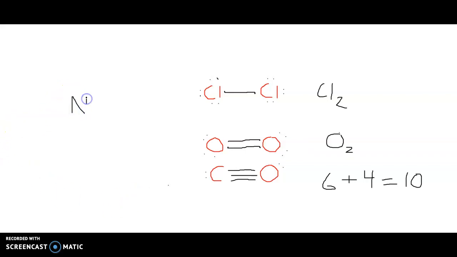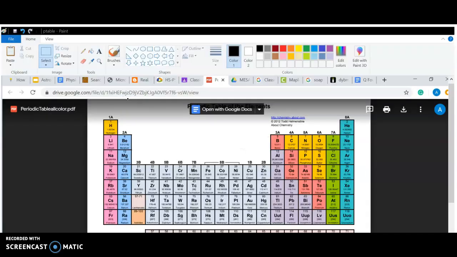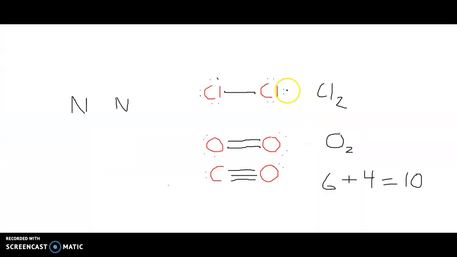Let's look at nitrogen. Nitrogen has how many valence electrons? 5, because it's in that 5th column, right? So if it's going to have 5, how many do I need to account for? I need to account for 10 electrons, and I want each of these atoms to have 8. So I form a triple bond that gives me 6, and then I have these lone pairs, right? Similar to what I did with carbon monoxide.